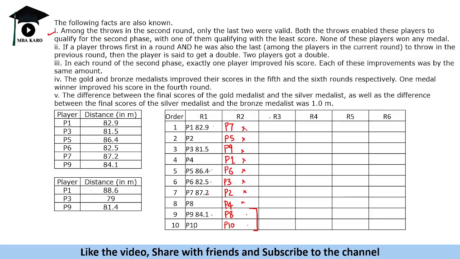Round 2 to round 3, it might be possible. Round 3 to round 4. In round 3, they are throwing in the descending order of rank. But in this round, they will throw in the ascending order. So let us say this is rank 1, 2, 3, 4, 5, 6.